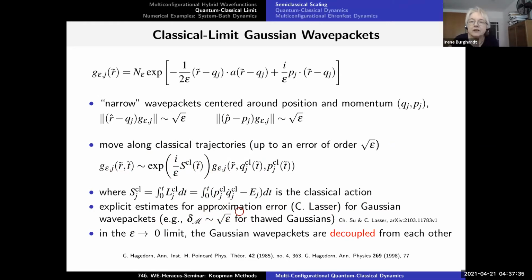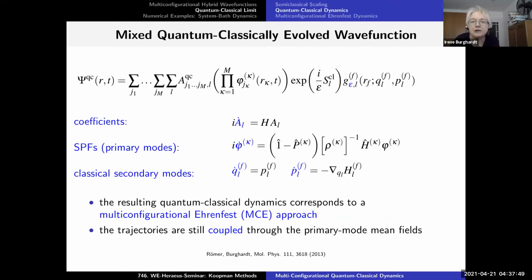And also for this multi-configurational dynamics, we actually see that in this epsilon to 0 limit, the Gaussian wave packets become decoupled from each other because they lose their overlap. Yeah. And this now means for our complicated looking equations that were discussed before, that we have a significant simplification in the secondary subspace. So the quantum subspace remains as before, but in the secondary subspace, we now see that the equations can be simplified to classical equations of motion because we lose the coupling between these Gaussians. That coupling was actually generated by the variational treatment.